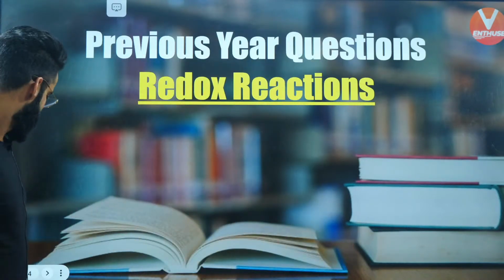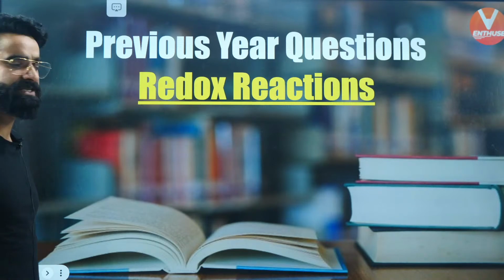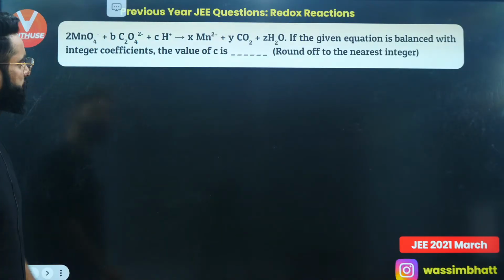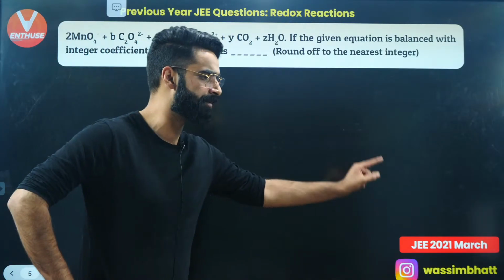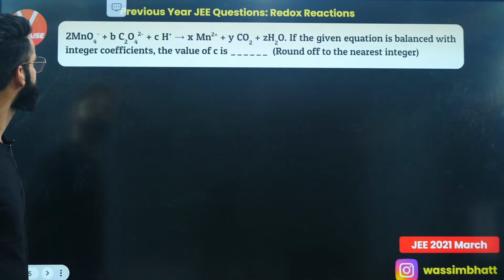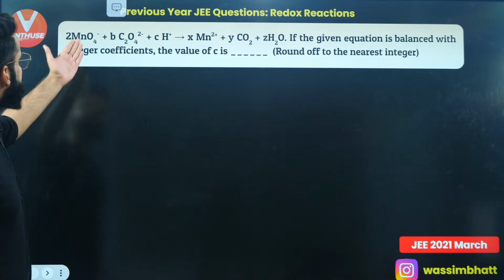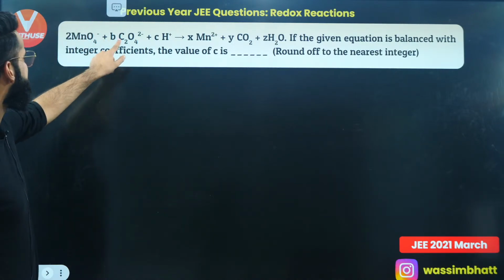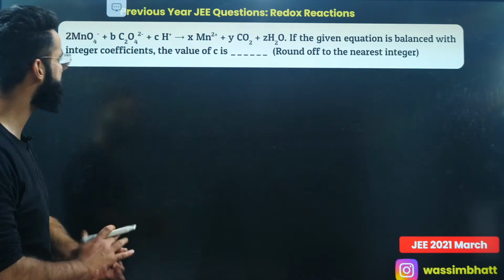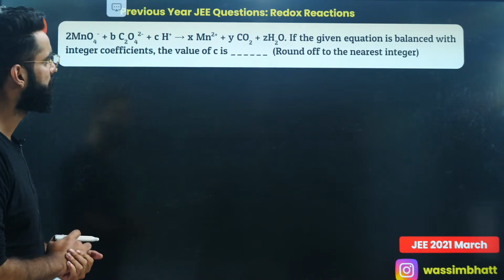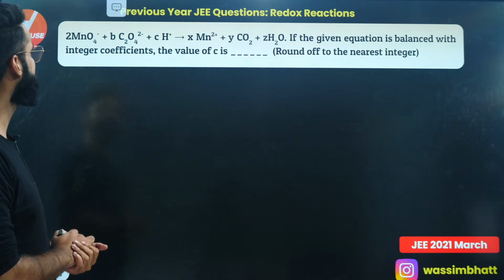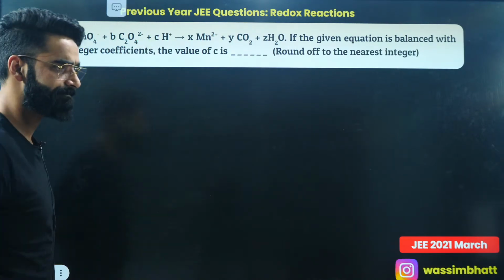Okay, let's get going. Let's get started with the previous year questions from the chapter Redox Reactions. The first question was asked in JEE Mains 2021 March attempt. We were given the reaction: 2 MnO4 negative plus B oxalate ion plus C H positive gives X Mn2+ plus Y carbon dioxide plus Z water. If the given equation is balanced, the value of C will be. I need to get the value of C.